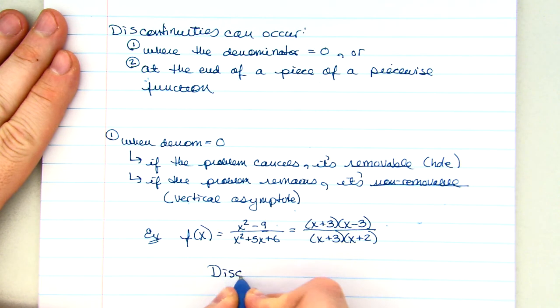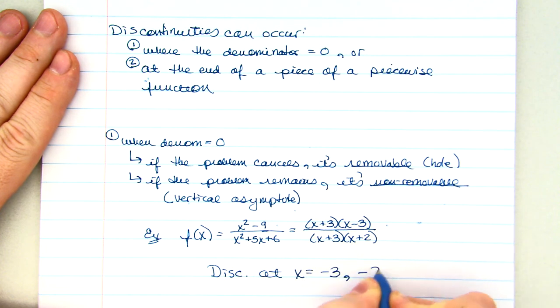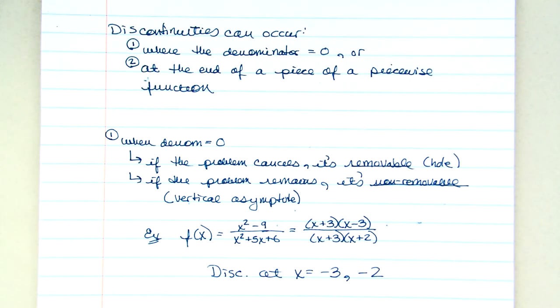At this point, we stop, and we talk about where we're discontinuous. We're going to look at our denominator: x equals negative 3 and negative 2. Those are our two discontinuities. I'll classify them in a moment, but they both count as places where I'm discontinuous.